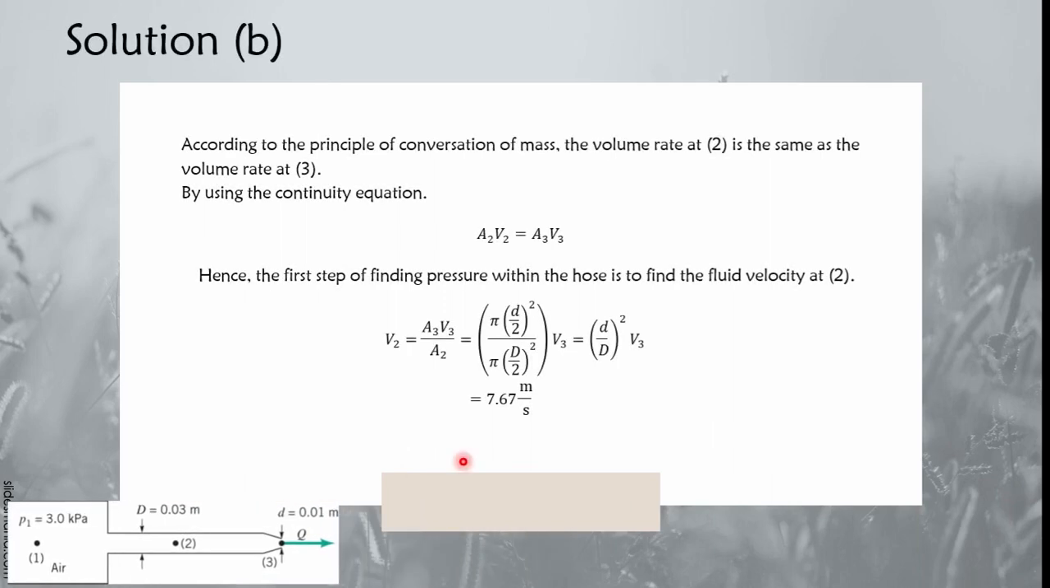Next, we need to find the pressure in the hose, which is position 2. Because of the conservation of mass, the rate of flow in at position 2 equals the rate of flow out at position 3. So we have this formula. Rearranging it, we get the V2 formula. Then substitute the information provided, we get the velocity at position 2 is 7.67 meters per second.